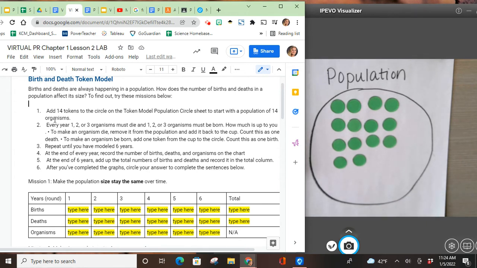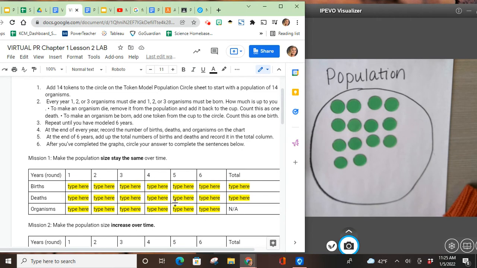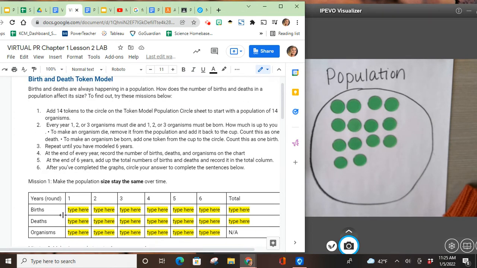We're going to repeat this until we've modeled 6 years of this meerkat population's lives. At the end of every year, we're going to record the number of deaths, births, and organisms on this chart here. So the number of births, deaths, and organisms. I want you guys to keep track as we go. You should be watching the video and typing in the number of organisms that we've got as you go.